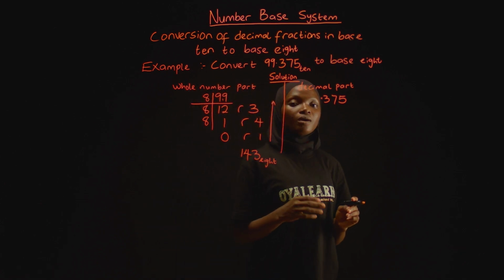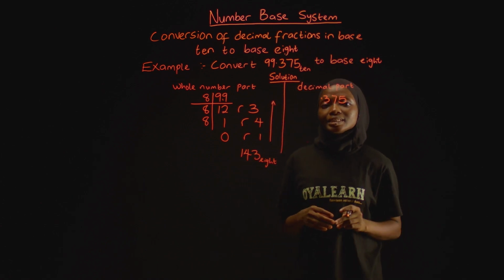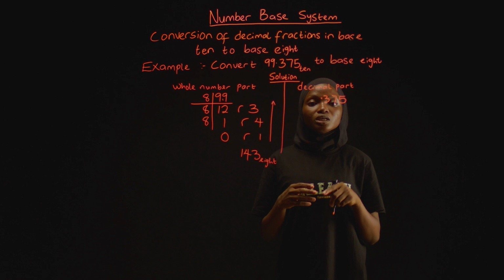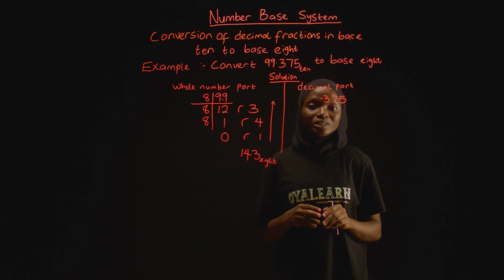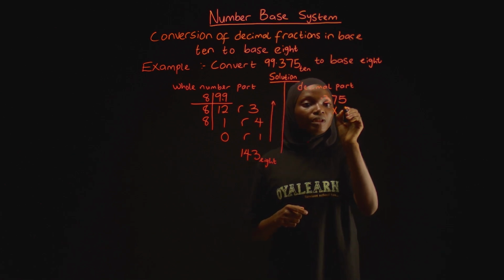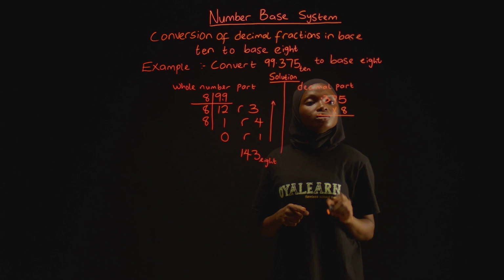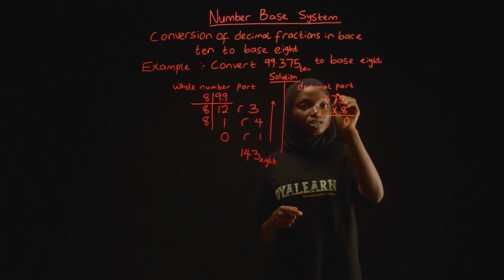Now we'll convert the decimal part to base 8. To convert the decimal part to base 8, we multiply by 8 and we keep repeating the process until you have 0 for the decimal part or a periodic number, that is recurring numbers. So we have 0.375 multiply by 8. 5 multiplied by 8, we have 40. 0, we take 4 to this side.